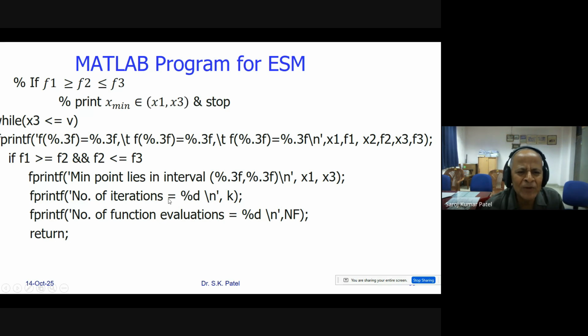Then fprintf, number of iterations is percentage d. This is an integer value. F is a fraction value, d is an integer value. So this k value, whatever the value of k at that time, will be printed here.